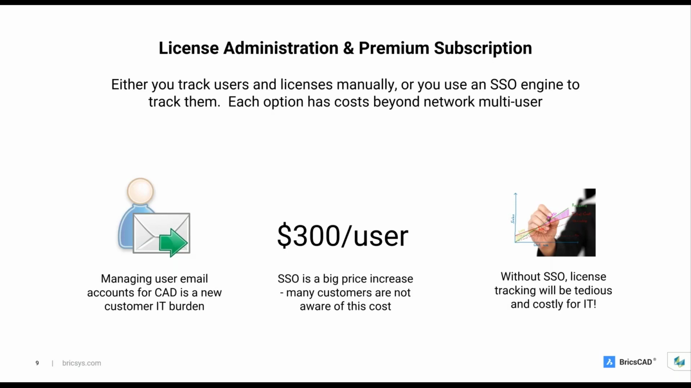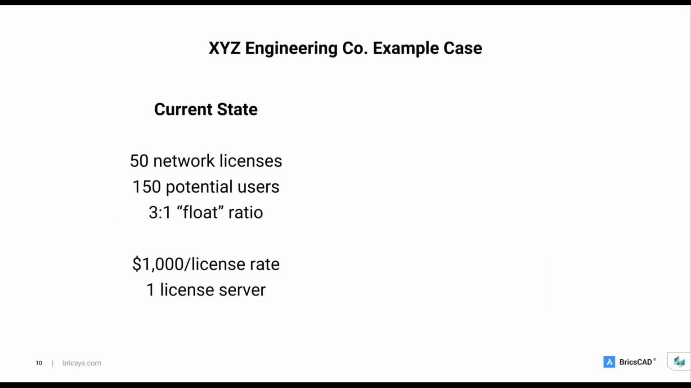Okay. So with all these terms and ratios, Robert, I'm just an engineer. I'm getting a little bit confused. Me too, brother. Can you take us through an example, maybe to figure out what these costs might look like to a user? Right. We actually examined a case with a company, we'll call them XYZ Engineering for the purposes of this discussion. They had 50 network licenses, but they used those 50 network licenses to support 150 users.